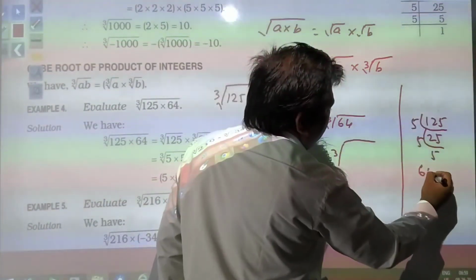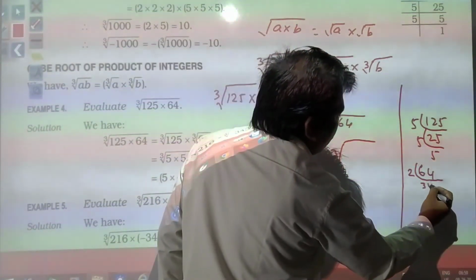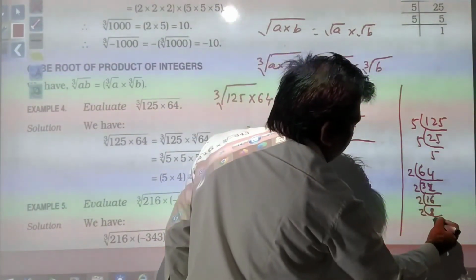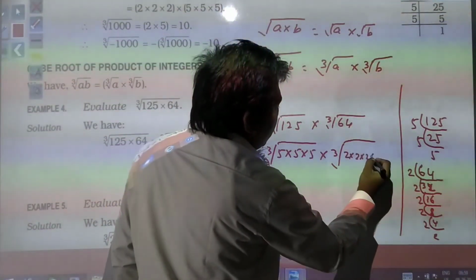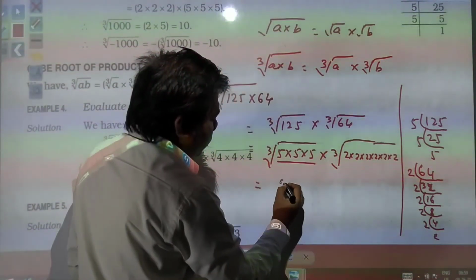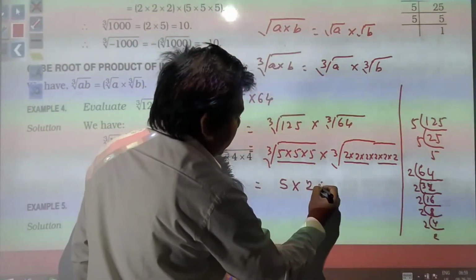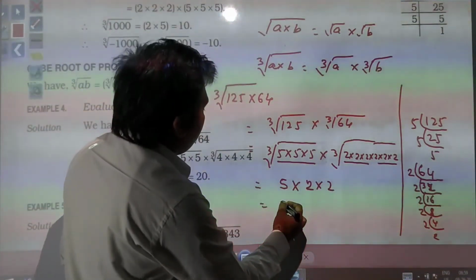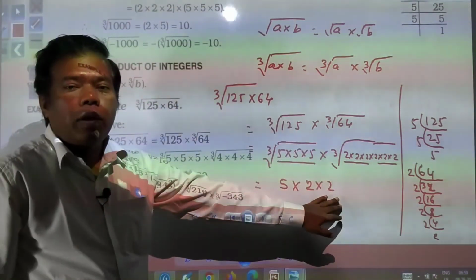So find out, this will be 2 threes are 6, 2 fours... 16, 8, 4 and 2. So this will be 2 into 2 into 2 into 2 into 2 into 2. Here you see one triplet you have got, so 5 will be here, and here 2 triplets you have, so this will be 2 into 2. So finally you will get 5 twos are 10 and 10 twos are 20, and this will be your answer. So in this way this is required to be solved.